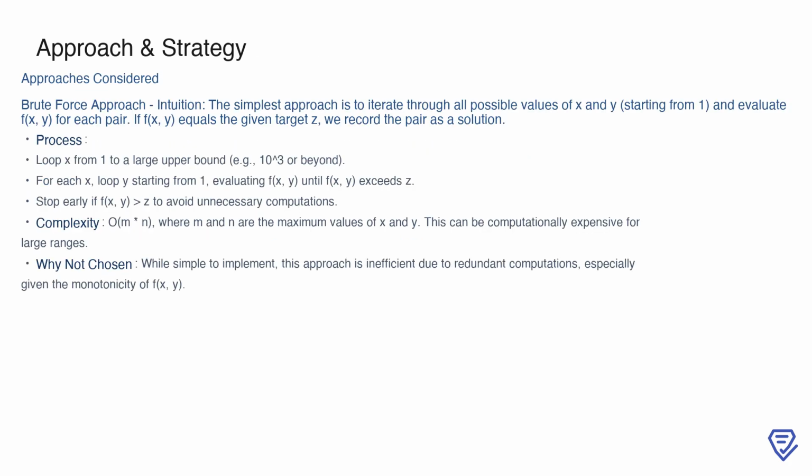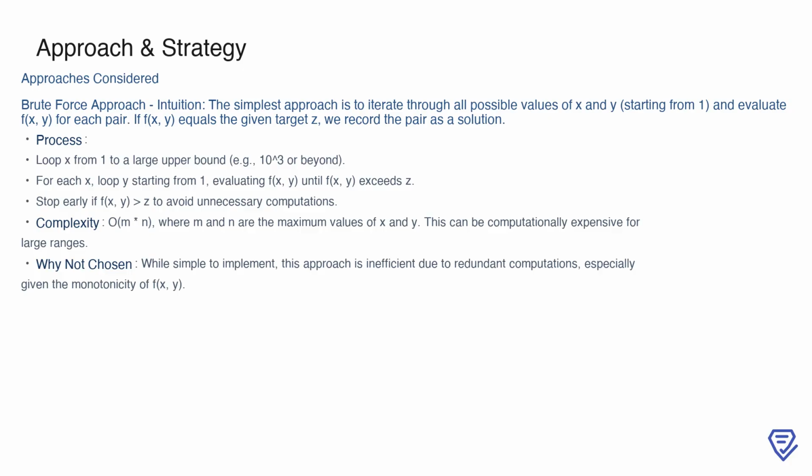To solve this problem, we first consider the brute force approach, which is the most straightforward method. The idea is to iterate through all possible values of x and y, starting from 1, and evaluate the function f(x, y) for every pair. If the result matches the target value z, we count that pair as a solution. In practice, this involves looping x from 1 up to a large upper bound and, for each x, iterating y from 1 onwards until the function value exceeds z.